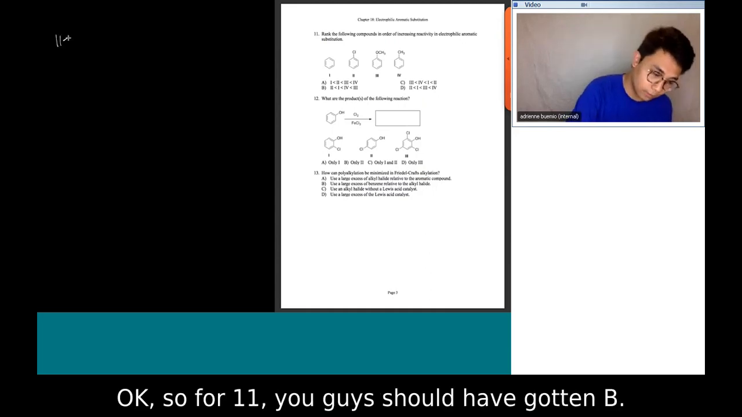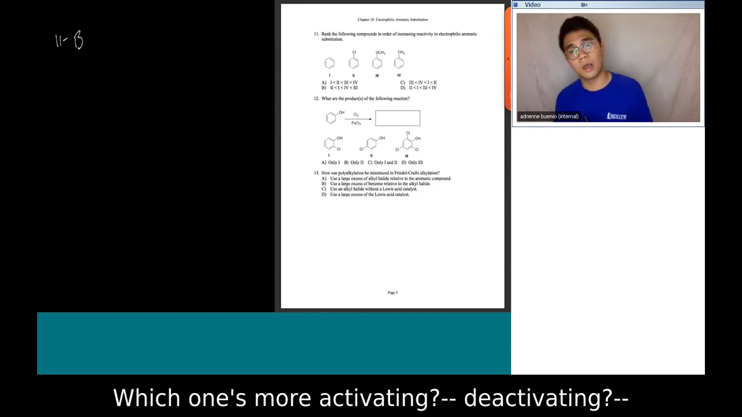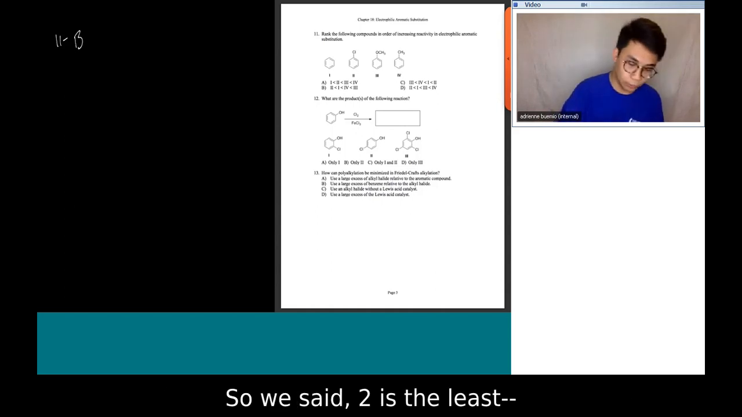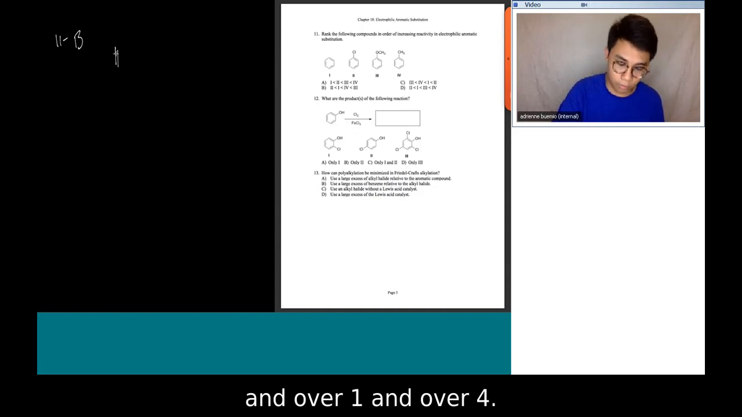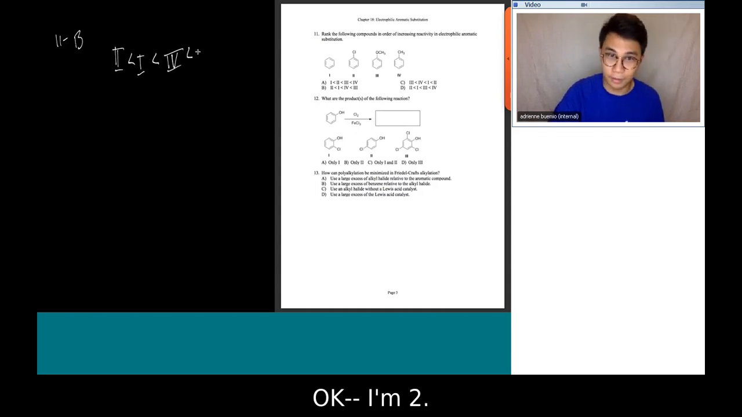Okay, so for 11, you guys should have gotten B. And again, this is where you have to know the chart, which one's more activating, deactivating, things like that. So we said 2 is the least, and over 1 and over 4. Okay, I don't know why I'm rewriting this, but okay.